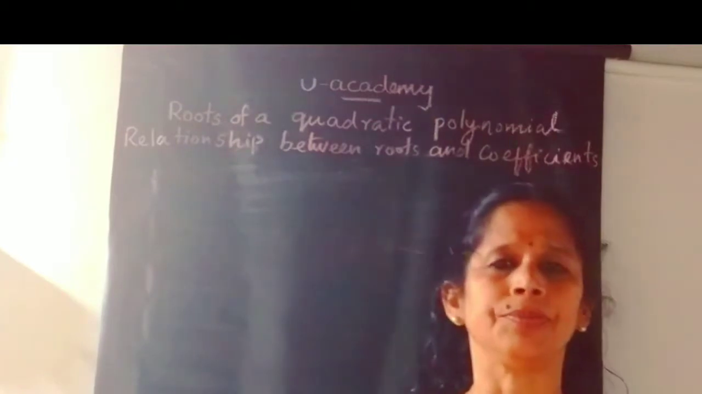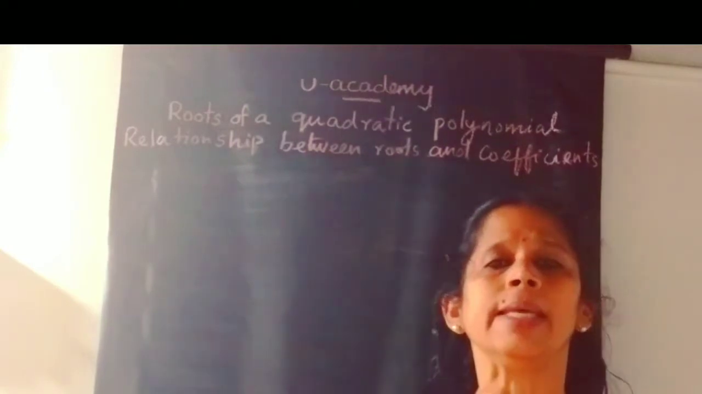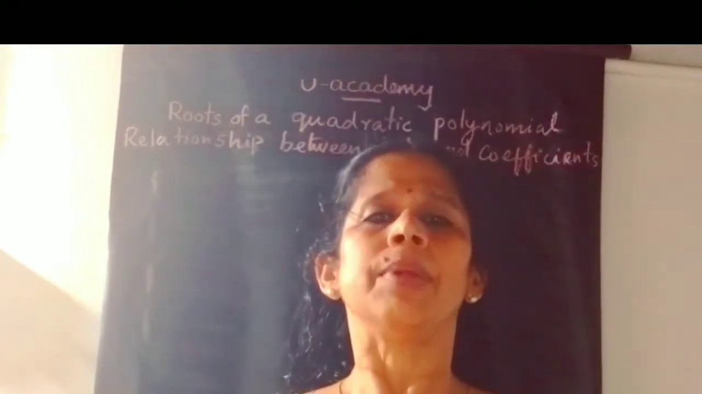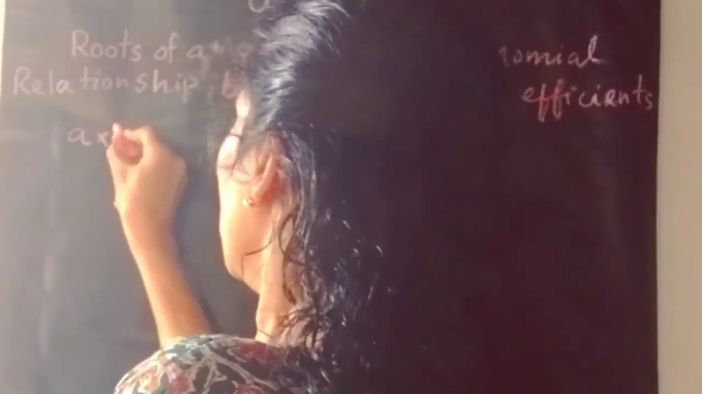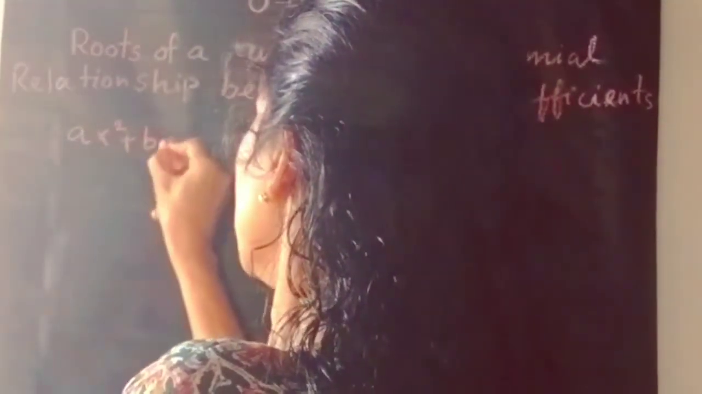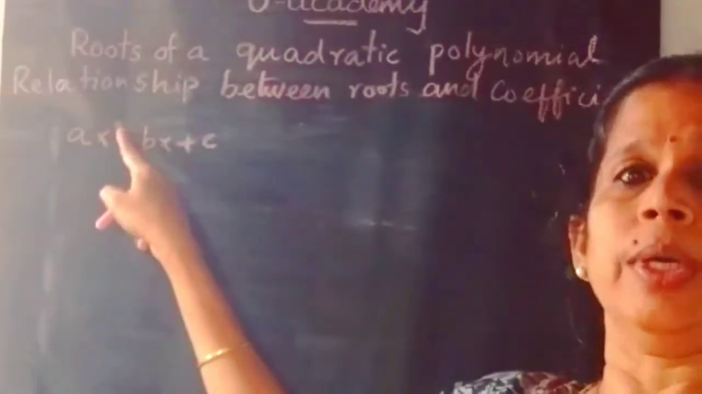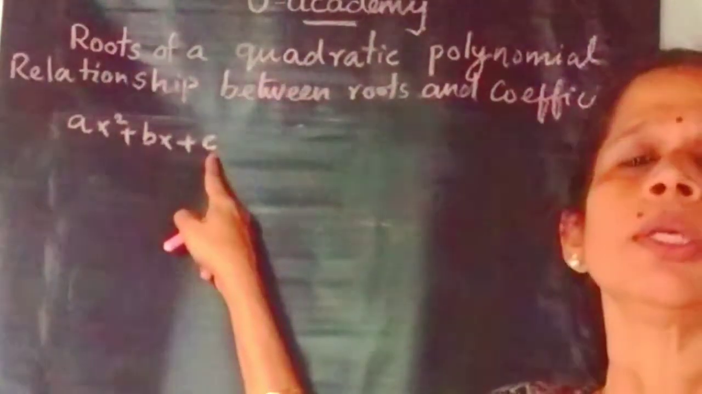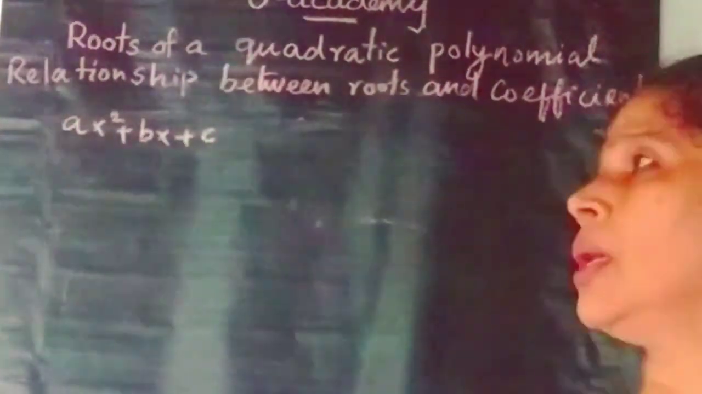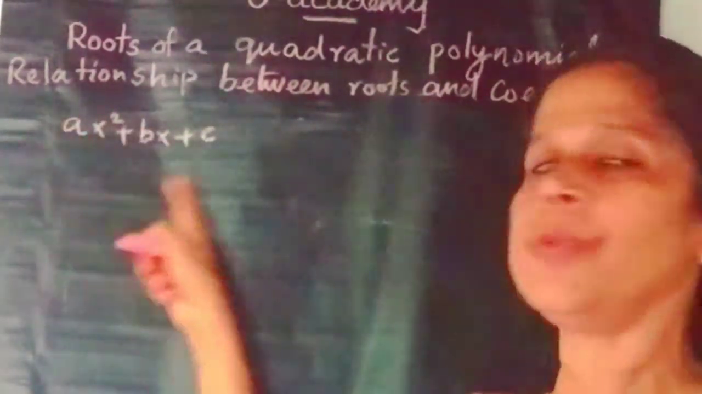Do you remember the general form of the quadratic polynomial? ax square plus bx plus c. Here a is the coefficient of x square, b is the coefficient of x and c is constant. Okay, so we are going to find the zero of this polynomial.